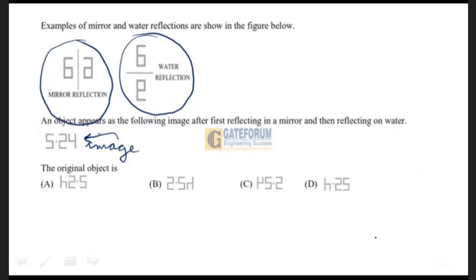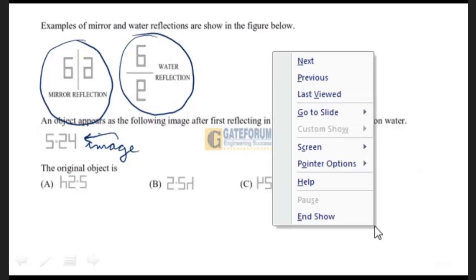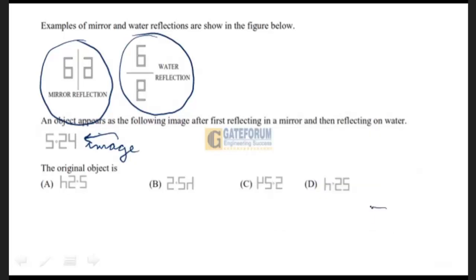So if this appears as sort of this, because digitally 5 and 2 look virtually mirror images of each other. So that is it. This is the image. Now how has this image come? At the last it has come by reflection in water. This is our 5.24, right?